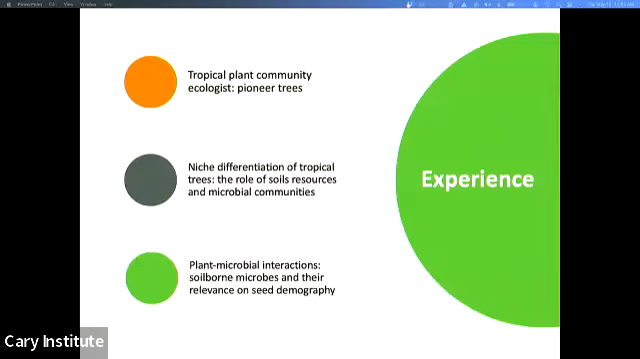And I am also interested in plant microbial interactions and in particular soil-borne microorganisms. And I guess they are important because they can tell us a lot about plant demography. And in particular today, I will be talking about seed microbial interactions and how those interactions can let us know about seed demography in particular.